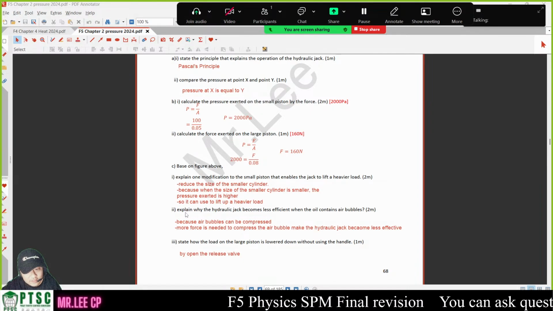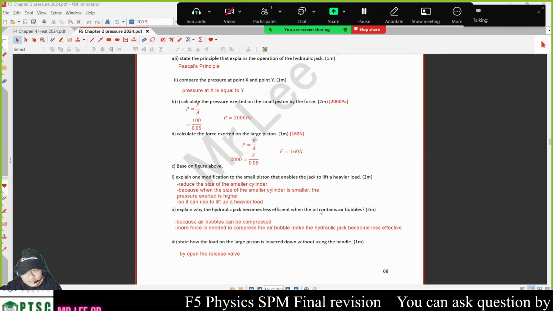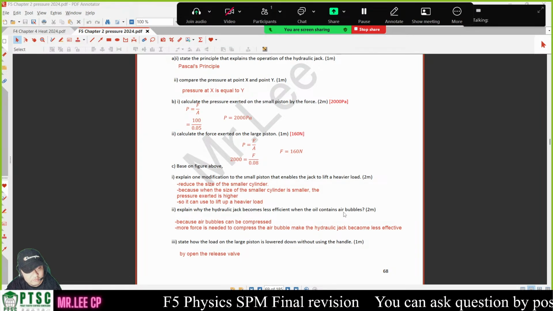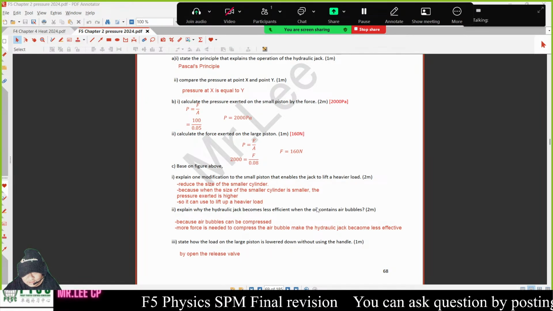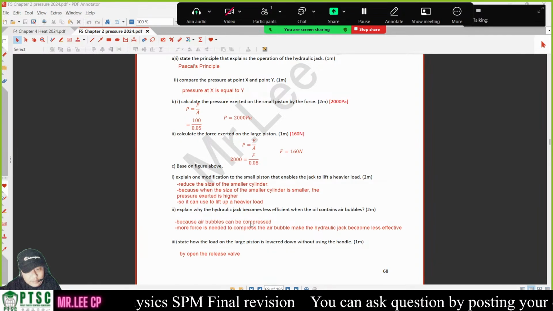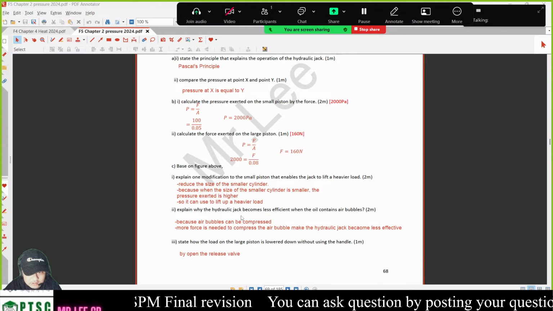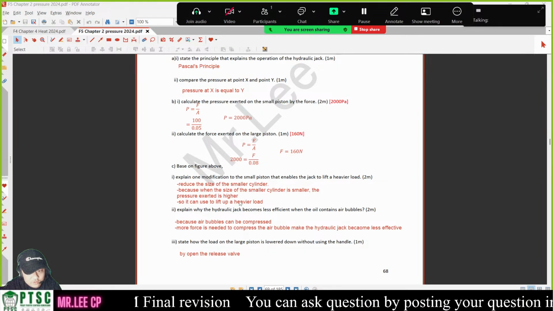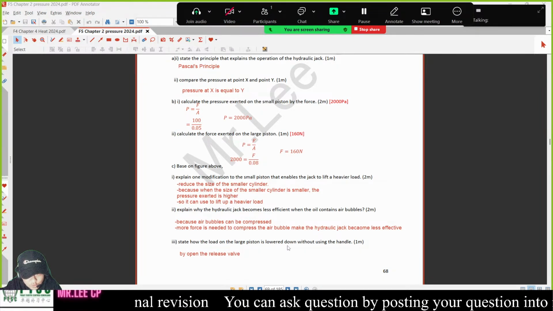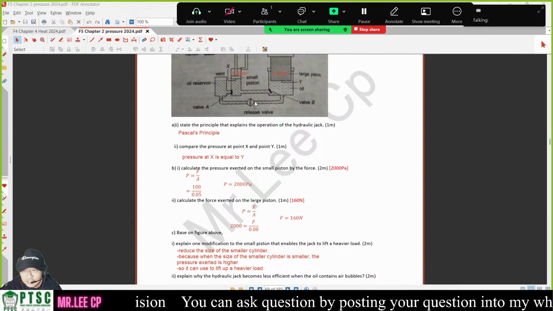Now, the second one: explain why the hydraulic jack becomes less efficient when the oil contains air bubbles. Because air bubbles can be compressed, so you need more force to compress the air bubble. This kind of question you need to know. Now, how to lower the larger piston? Open the release valve. Here is the release valve.